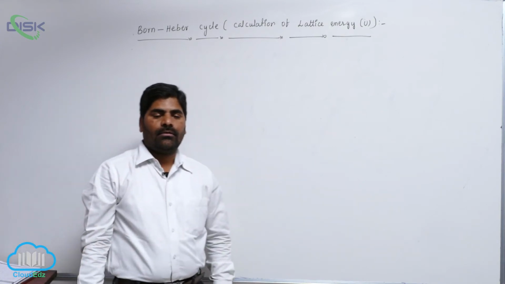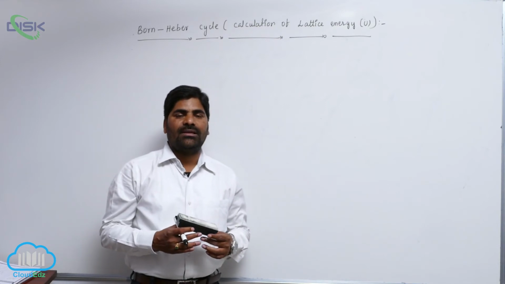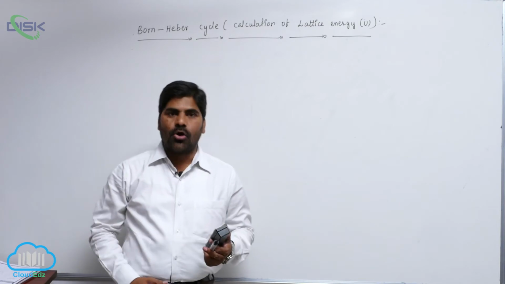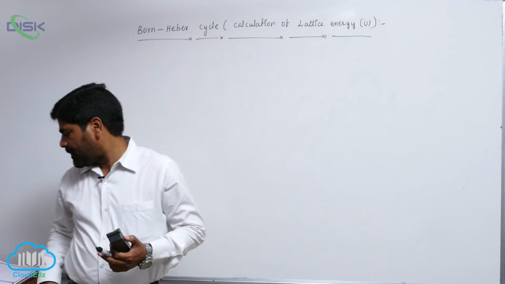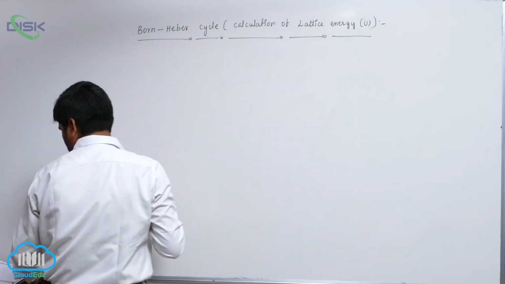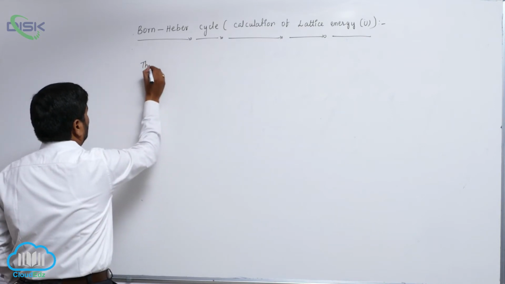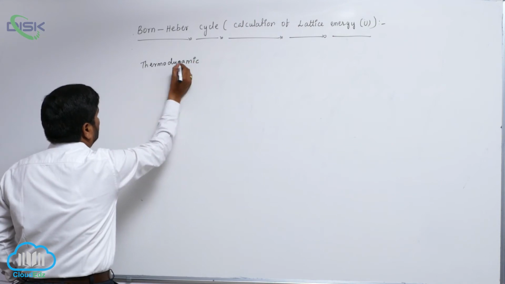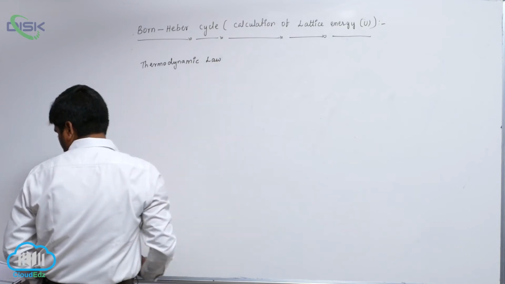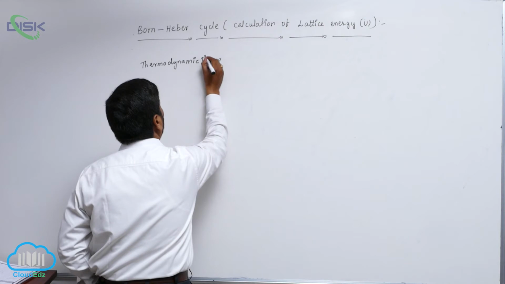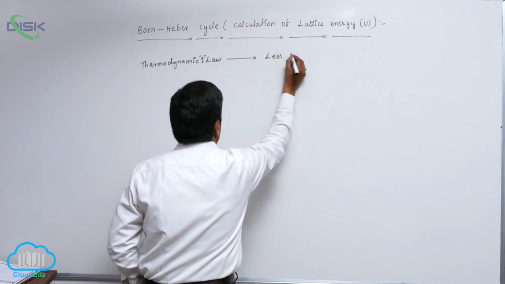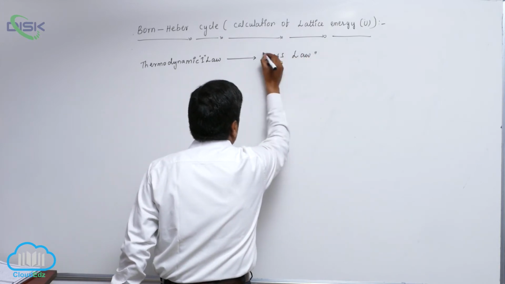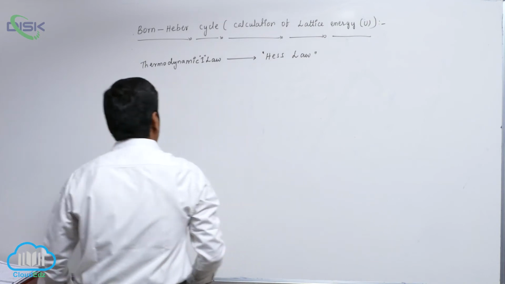Based on Hess law, if a chemical reaction takes place in one step or multiple steps, the energy released is always equal to the sum of the energies of all the steps. The thermodynamic first law, that is Hess law, is applicable here. Which law is applicable? Hess law.